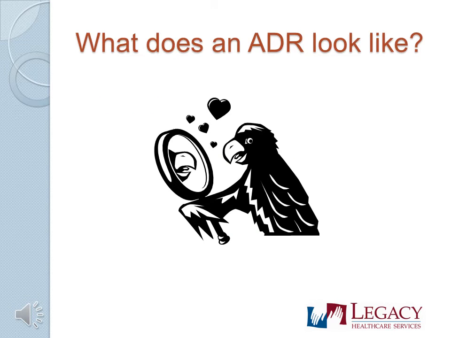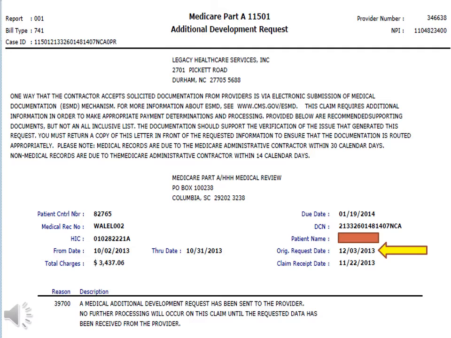Now that we've answered the question, what is an ADR, and we know why and/or when we would receive an ADR, let's take a closer look at an actual ADR letter. This is the first page of an ADR. As you can see, it states clearly at the top of the page, Additional Development Request. The first page provides you with all of the pertinent information, such as the patient's name, Medicare number or HIC number, as well as the total dollar amount of the claim.